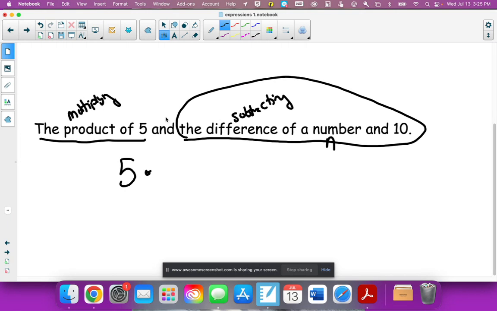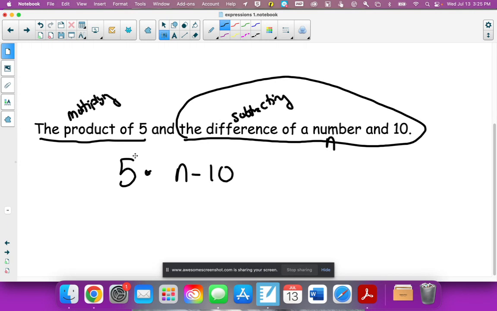And again, because it's an entire other statement, right? Like I could put the difference of a number and 10 by itself. Difference of a number and 10 is just n minus 10, okay? But that's the other part of my product, right?